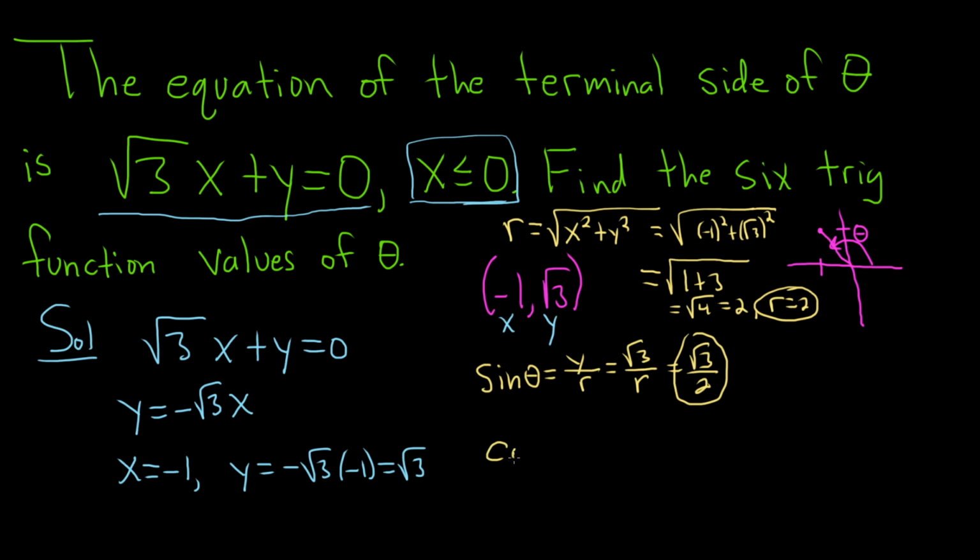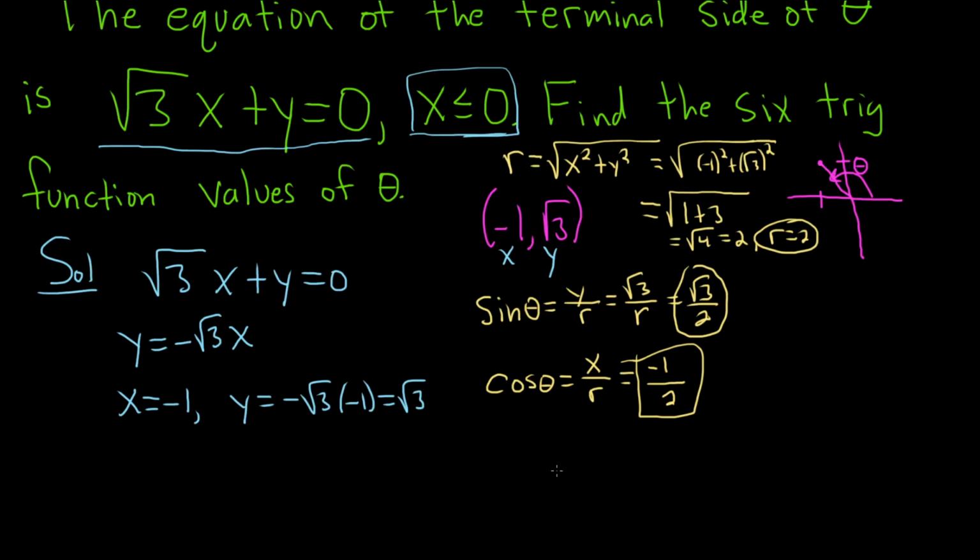The formula for cosine of theta is x over r. So in this case, it would be negative 1 over r, which is 2. So that would be the answer there. And then the formula for the tangent of theta would be y over x. So in this case, it would be the square root of 3 over negative 1, which is just negative square root of 3.